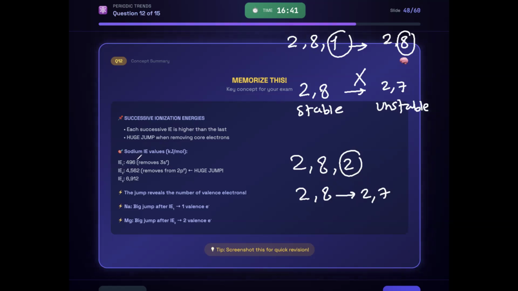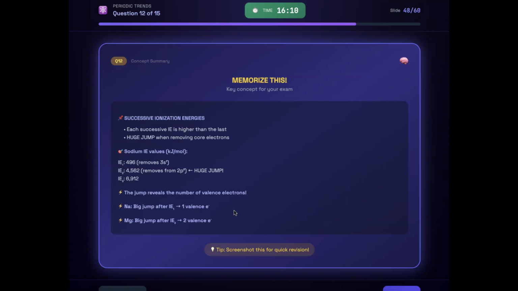So ionization energy number 1 is 496, but it is 4562 when you remove the second electron. Huge jump. The jump reveals the number of valence electrons. So sodium, big jump after the first ionization energy, so it's in group 1, 1 valence electron. Magnesium, big jump after the second ionization energy, means it has 2 valence electrons. This is very, very important. You may be asked to find the group number or the number of valence electrons by seeing only the numbers of ionization energies and seeing where the biggest jump is.